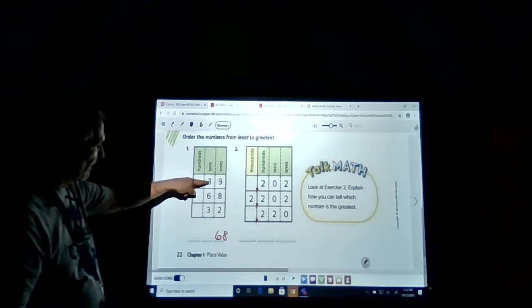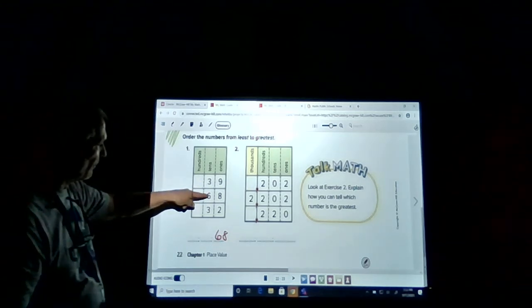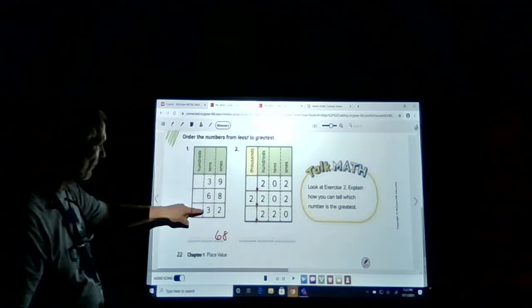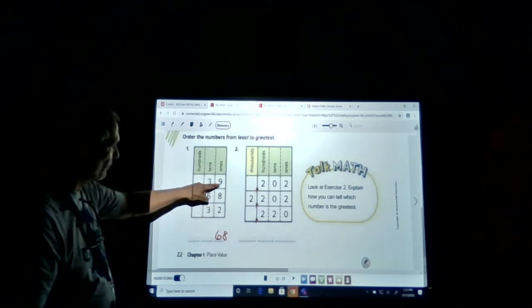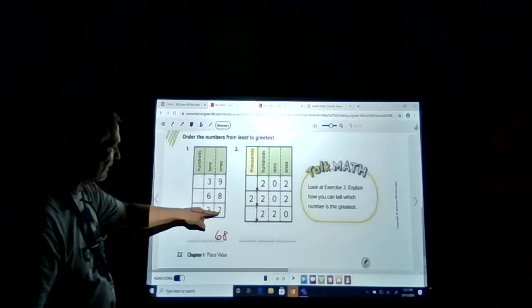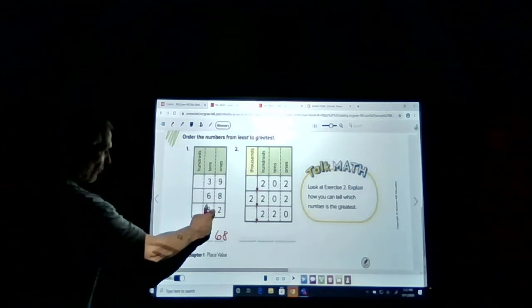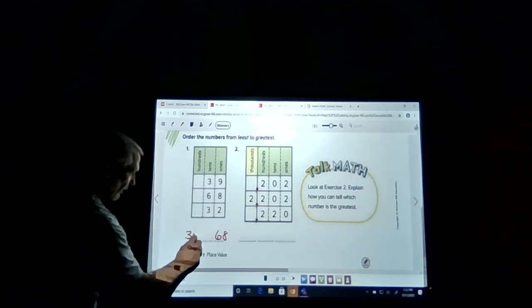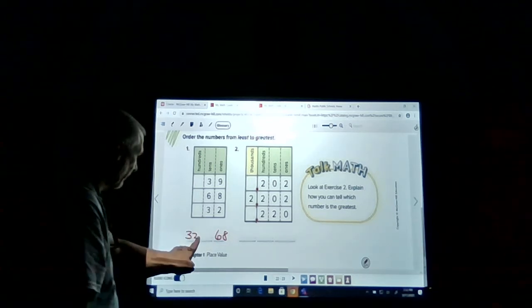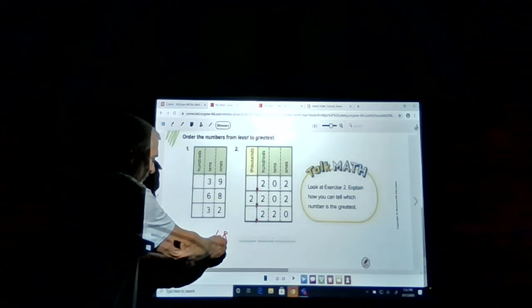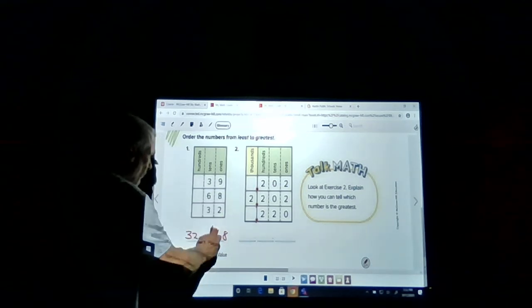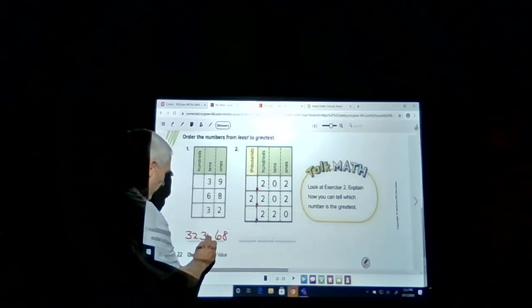68. And then these two in the tens are the same. So we're trying to find the smallest first. And if the 2 3s are the same, we look here, and the 2 and the 9 and the 1's the smallest, or the least is the 2. So 32 would be first. Then we would put our finger for a space. And we already know that the biggest is 68, so the next least would be 39.